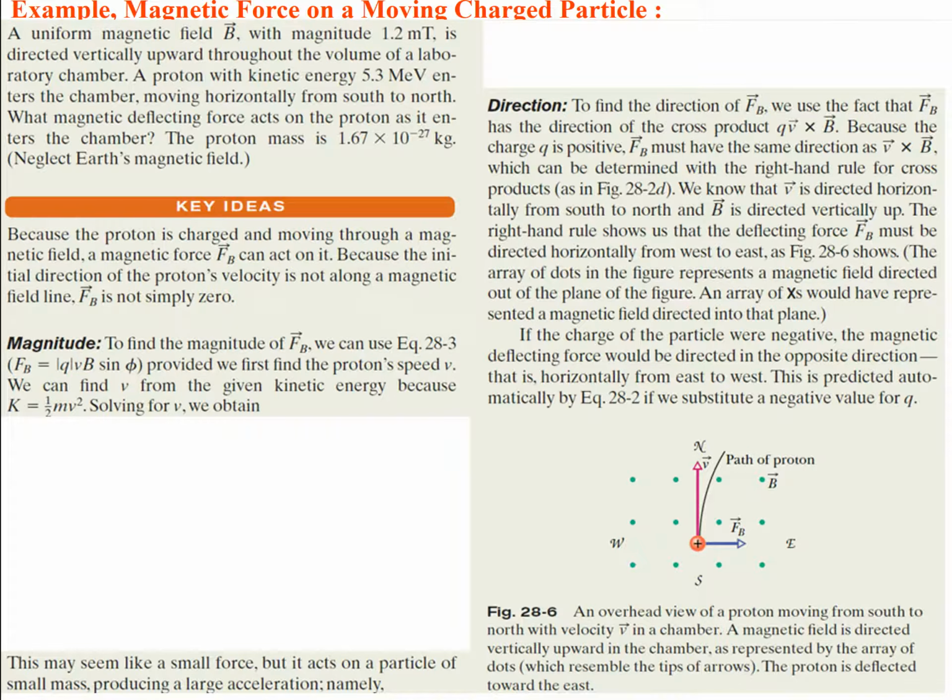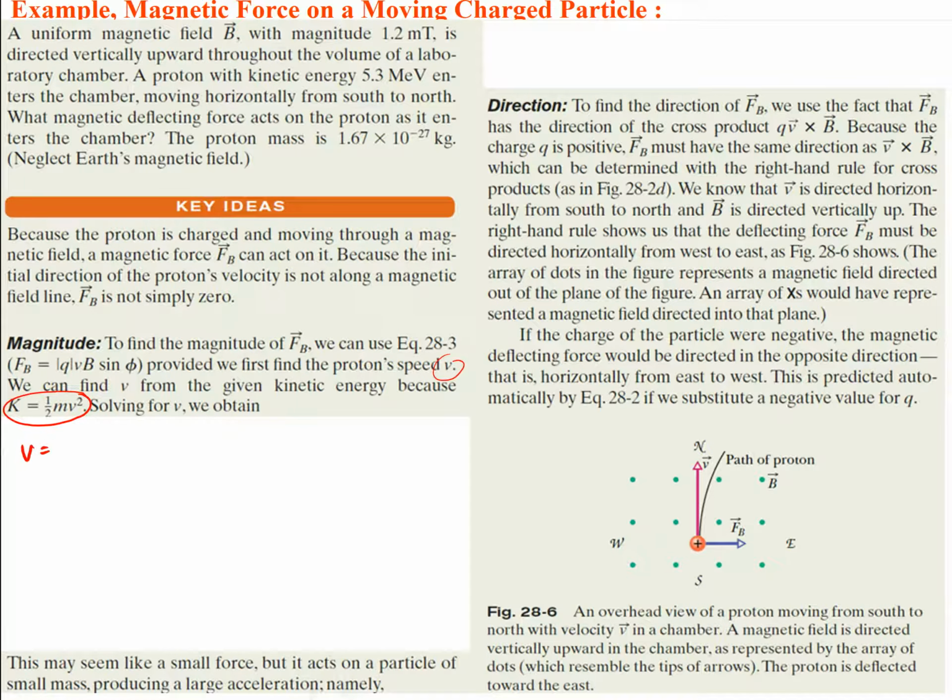But since it's not, there's going to be some force involved. So to find the magnitude of this magnetic force, we're going to use our equation, F_B is equal to q v B sine phi, provided we first find the proton's speed. Since we're given a kinetic energy, we can find the speed with K equal to 1/2 m v squared.